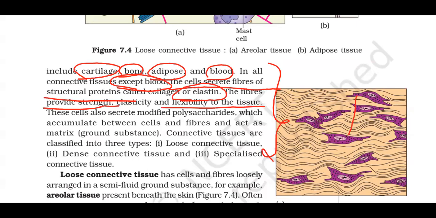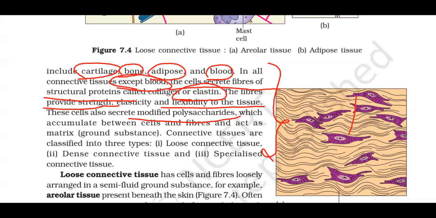So that's why the fibers are very important. That's why they are secreted by these connective tissues, but except blood. Blood doesn't secrete this kind of fibers. So that is a very important difference between blood and other connective tissues. And these cells also secrete modified polysaccharides.